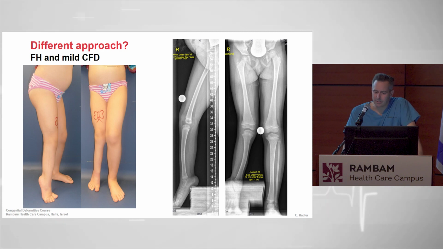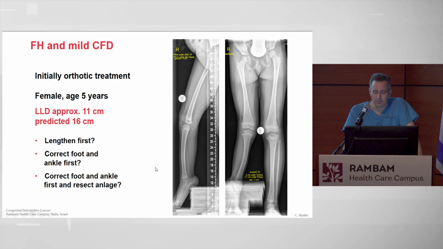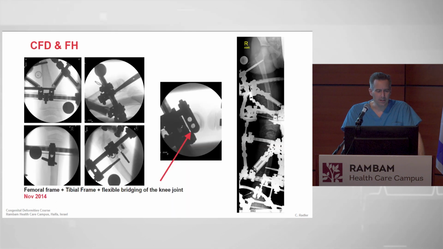We like to address the ankle joint first, but sometimes patients come late, and in this case the patient came with a very big leg length discrepancy already, so she had initially orthotic treatment. She only presented to me at the age of 5 years, and the leg length discrepancy was already like 11 centimeters and predicted 16 centimeters. Now in that case, the question is, do you look at the ankle immediately? Do you do the ankle first, or do you lengthen first? And my approach in this case was to first gain some length, so as not to fall that much behind.